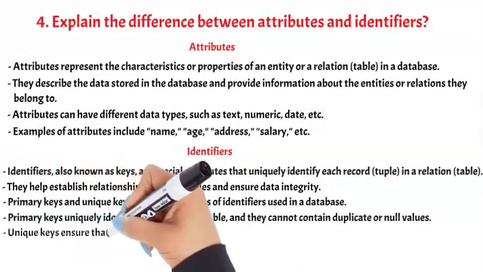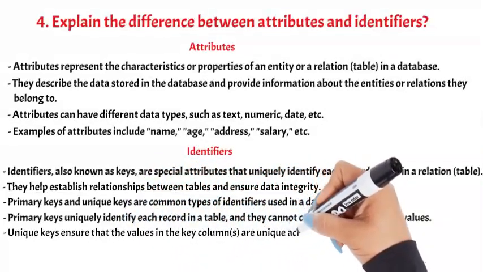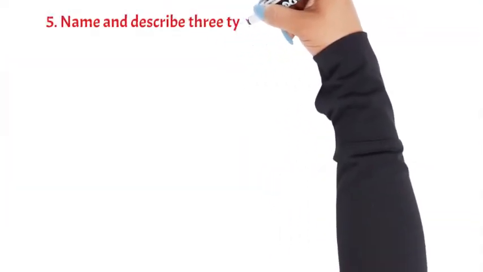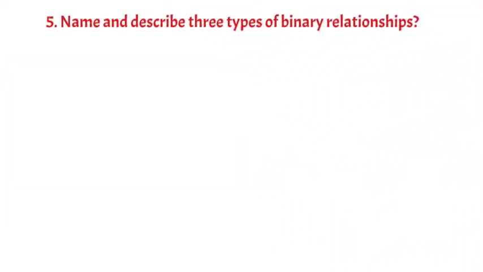Unique keys ensure that the values in the key columns are unique across the table, but they can allow null values. 5. Name and describe 3 types of binary relationships.